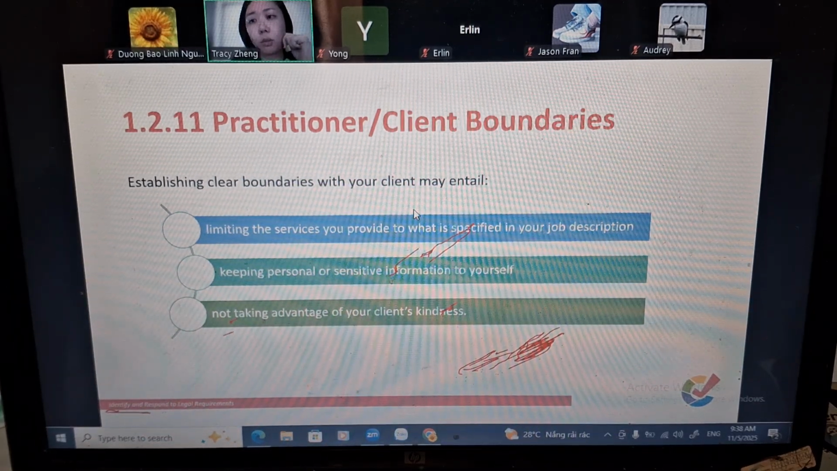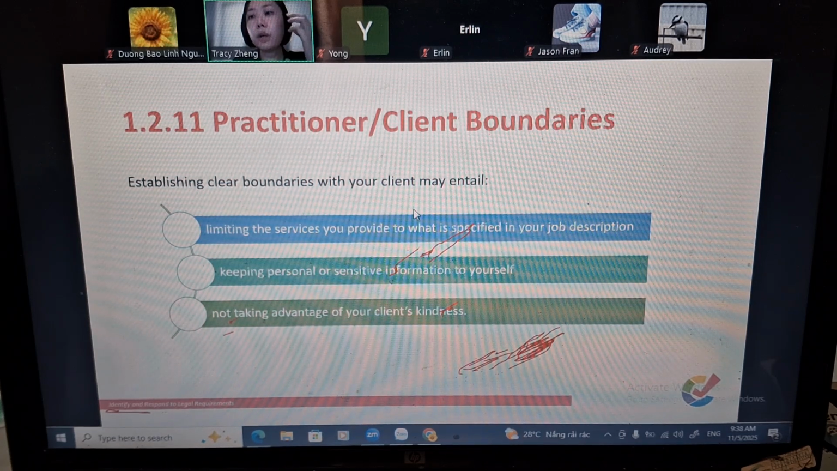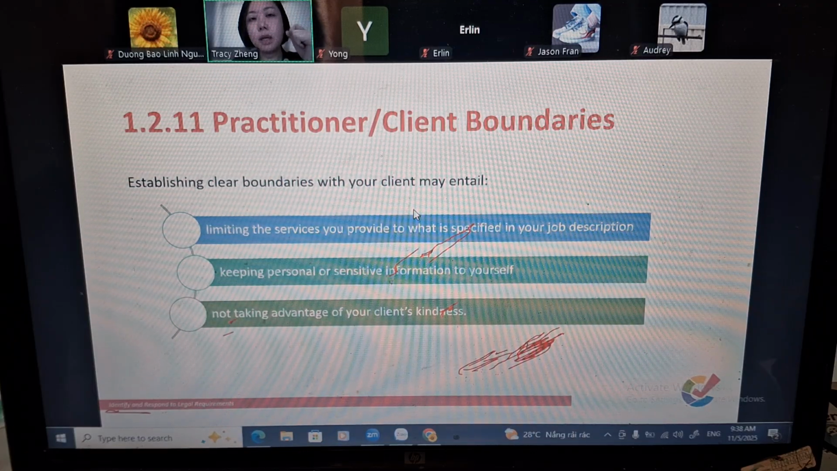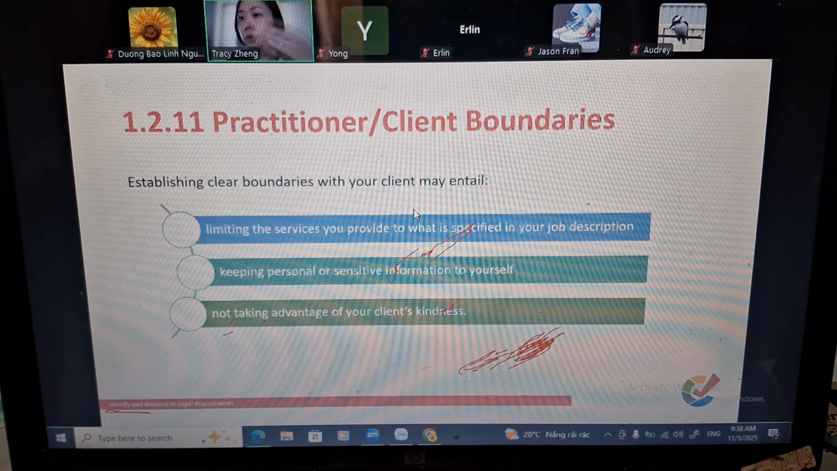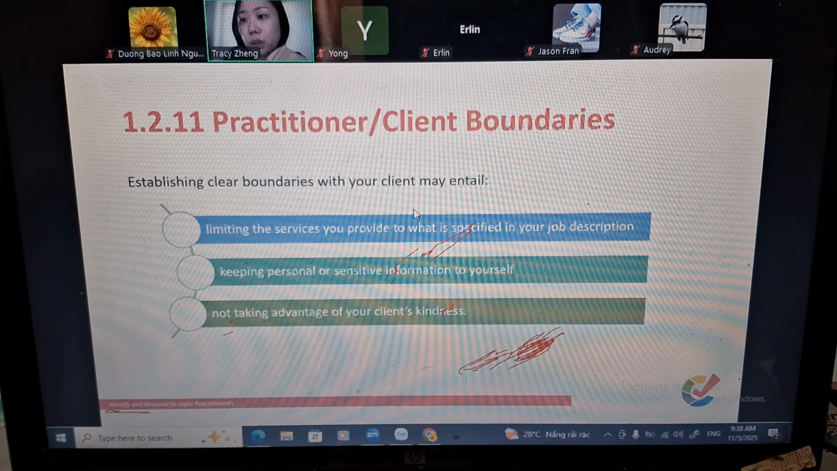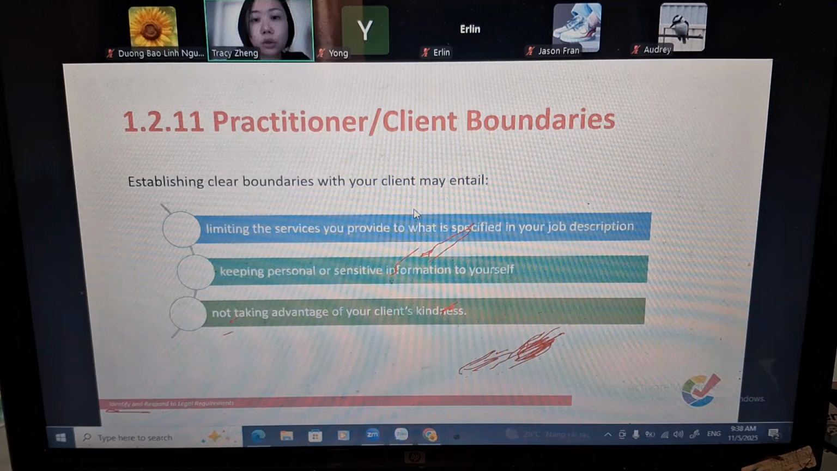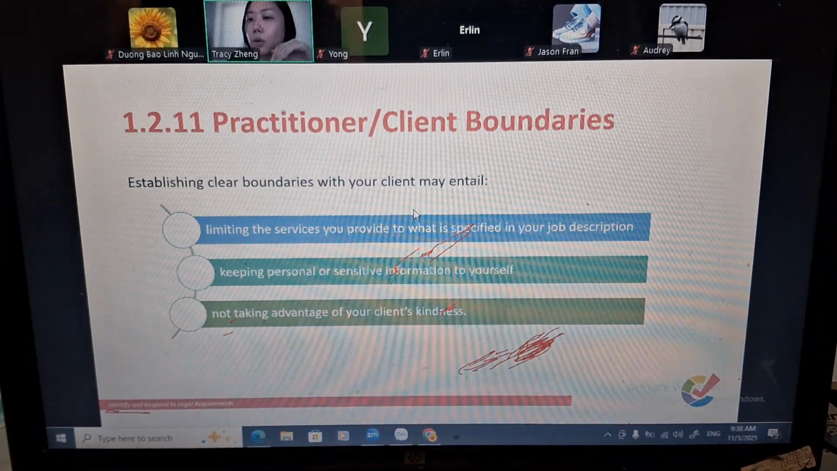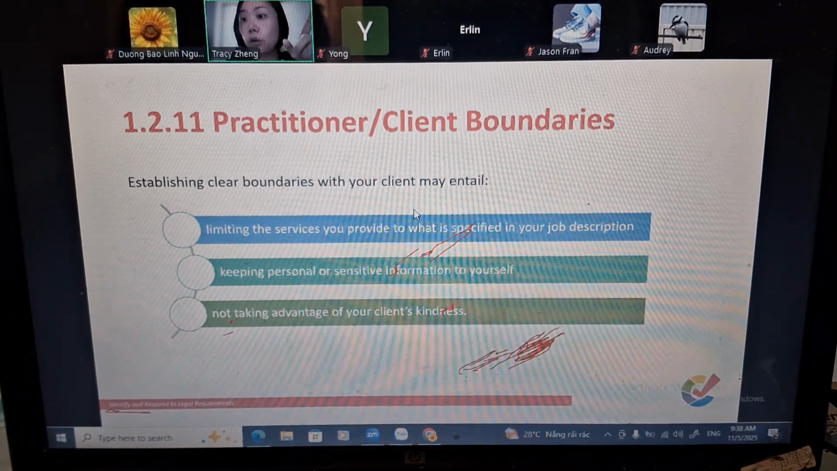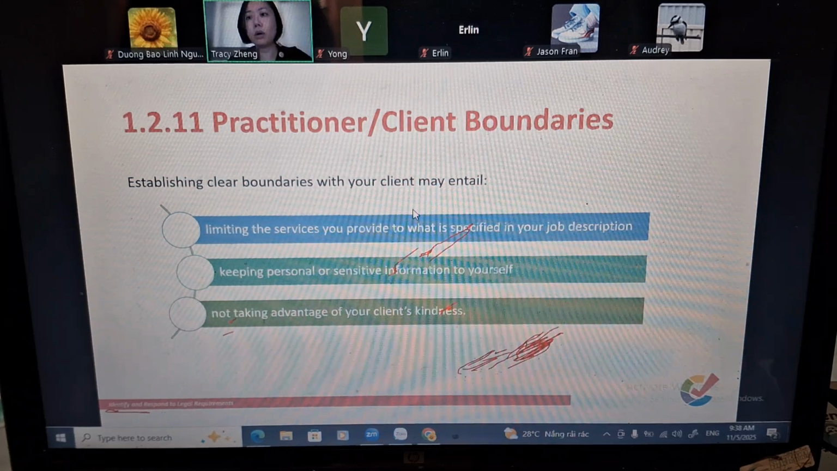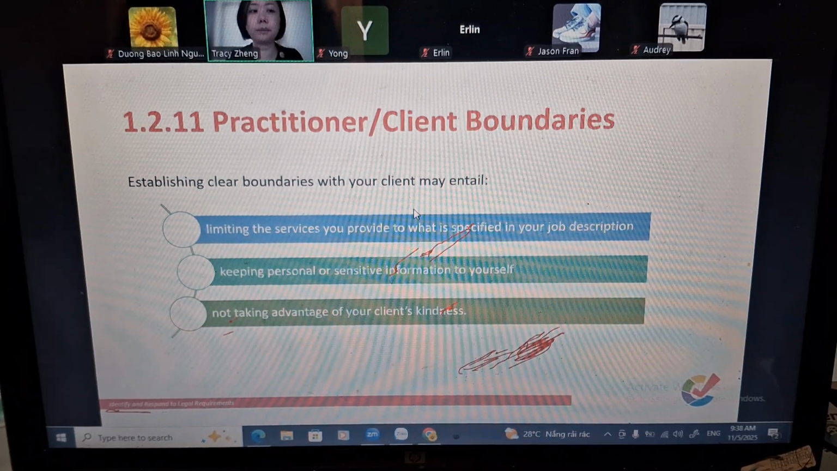That's why I keep reminding you, when you start working in a new job, or when you sign new employment agreements, make sure you read through the job description. You fully understand your role and responsibility in this position, and you only perform tasks within your job role. If something is outside of your job role, you should refer to somebody else. That is called a work role boundary.